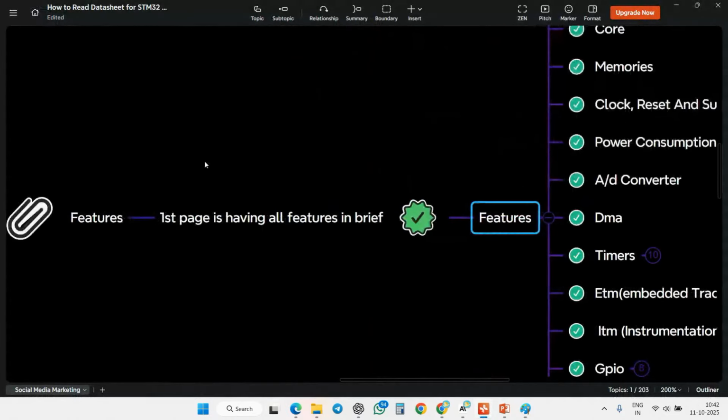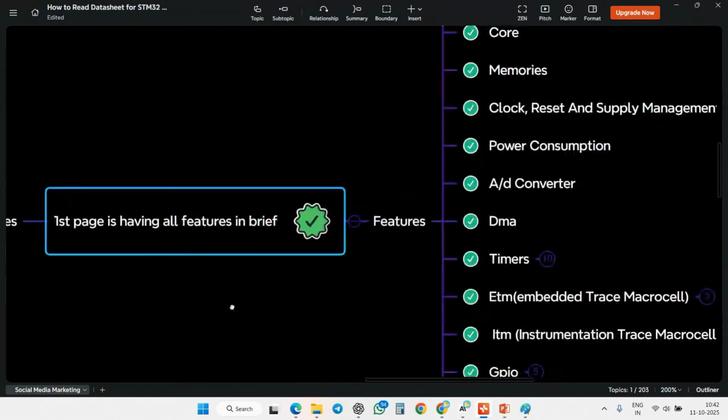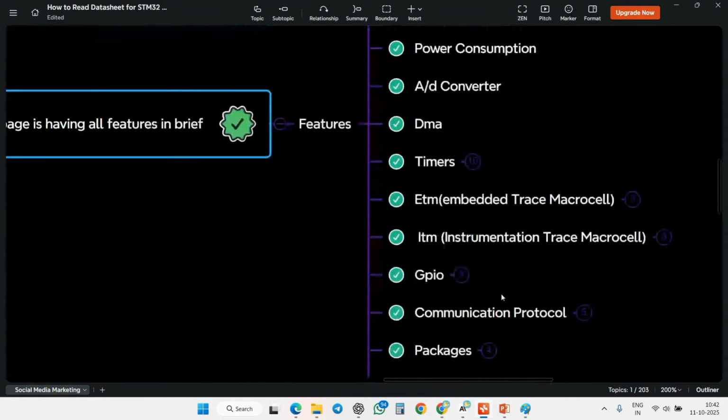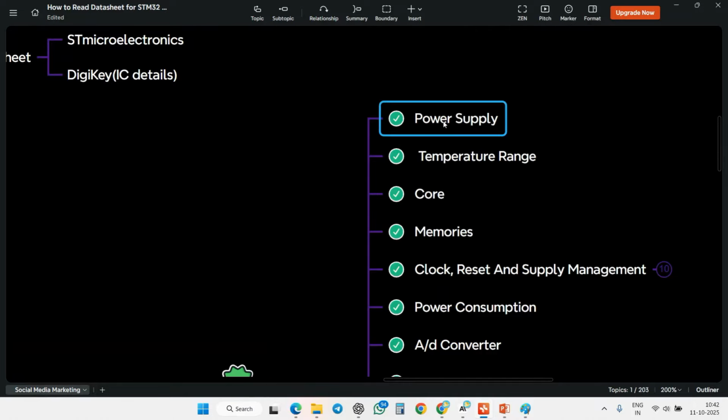Right. In this case, guys, the first page is completely telling about what features, what things are actually present in your microcontroller. So these are the things present in your microcontroller. We are going to study each and everything completely. Okay, so the first thing is the power supply. So what is the power supply of your core processor?